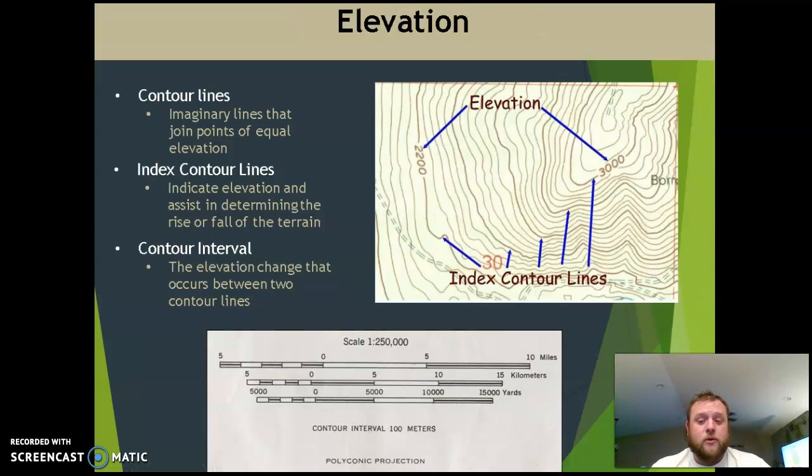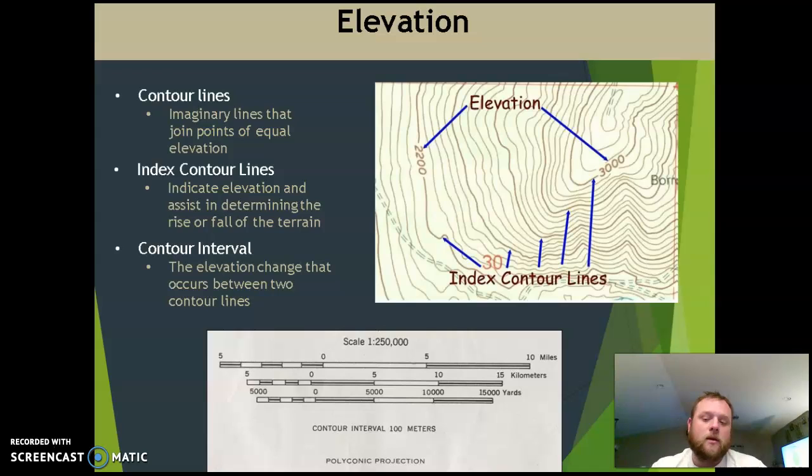Topographic maps show elevation well. So how do they show elevation? We see that they have lines. These lines are called contour lines. All of the lines on there are called contour lines. Then we have the thicker ones that are the index contour lines.